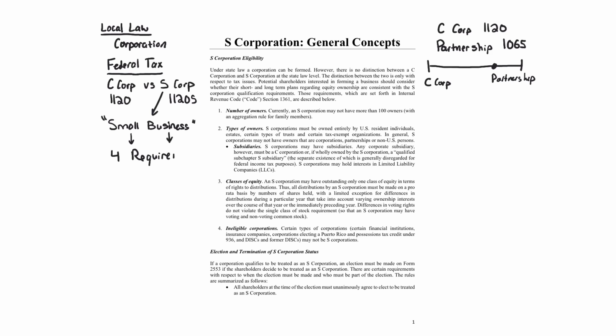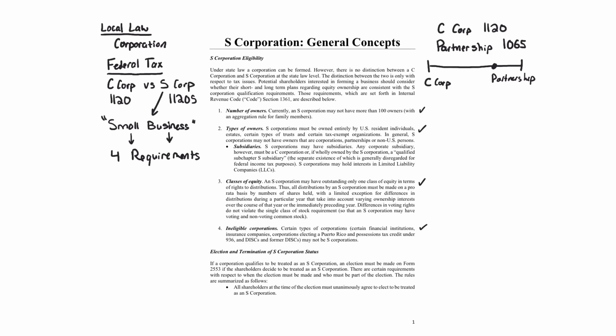Congress is trying to restrict an S corporation to smaller businesses. Now, the way it does that, you might disagree. You might be like, well, it's still possible to have a very large business in terms of dollar amounts, assets, income, those kinds of things. So they base it on really 4 criteria. The 4 criteria are number of owners, which is the first requirement, types of owners, second, classes of equity, third, and finally, ineligible corporations. We're going to talk about all 4.